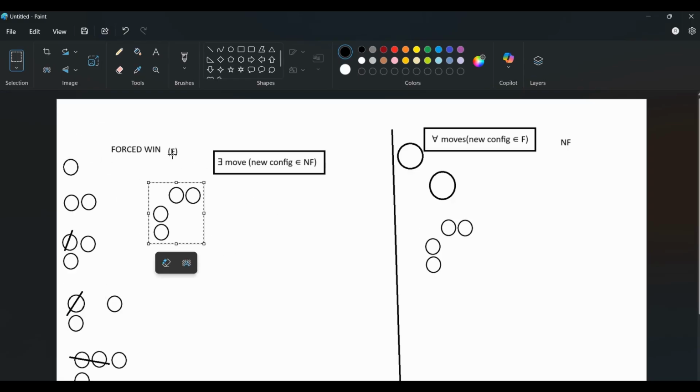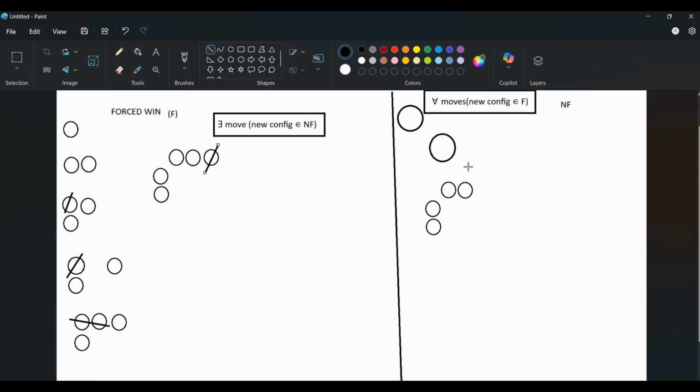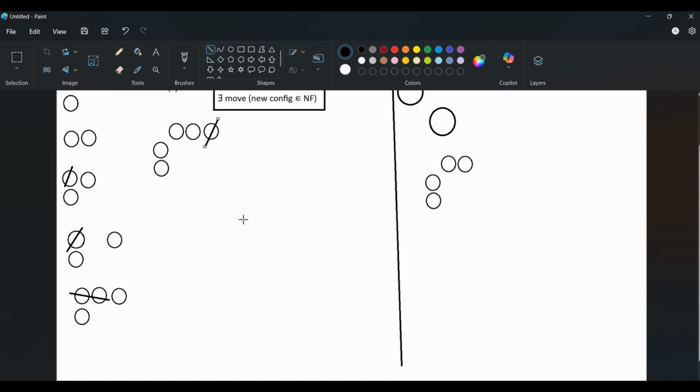Yeah, an easy way to create configurations in F is to just use these and then add extra circles to these in a row or column. So this belongs to F because if I remove this token, then this configuration will belong to NF. If I remove both of these, then that would be favorable to the other person because this belongs to F. So therefore, I only remove this token if I see such a configuration.